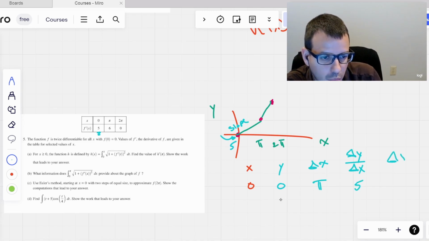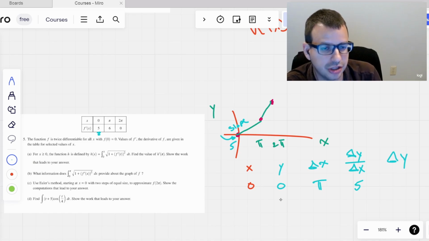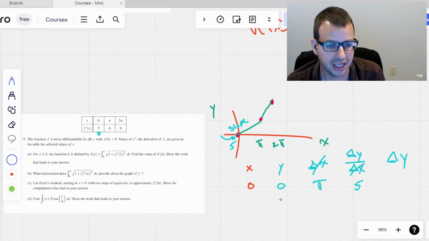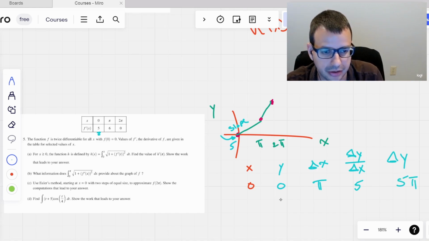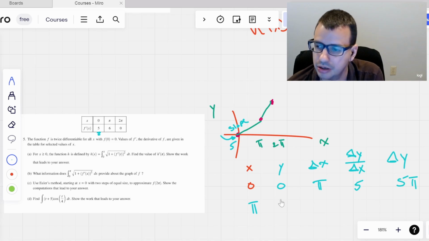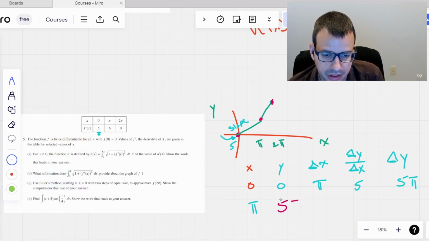So then our change in y is going to be our change in x times dy/dx. You could think of it as multiplying together. The delta x is canceling. It's just going to be these two things multiplied together, so we get 5 pi. All right, so our x step was pi, so that's going to be right here. Our y change is 5 pi, so it's going to be right there.